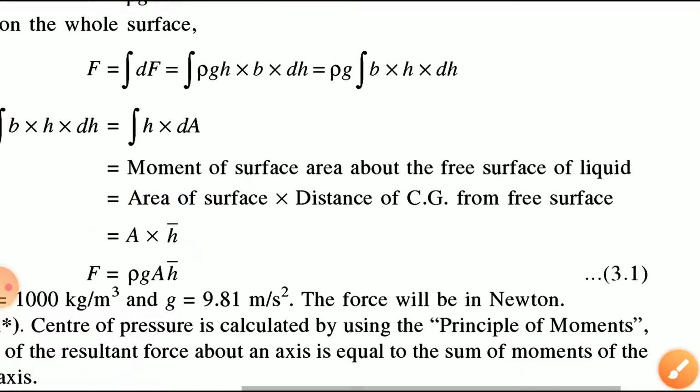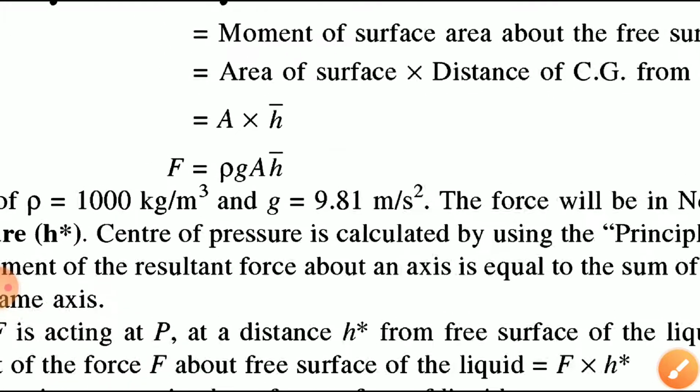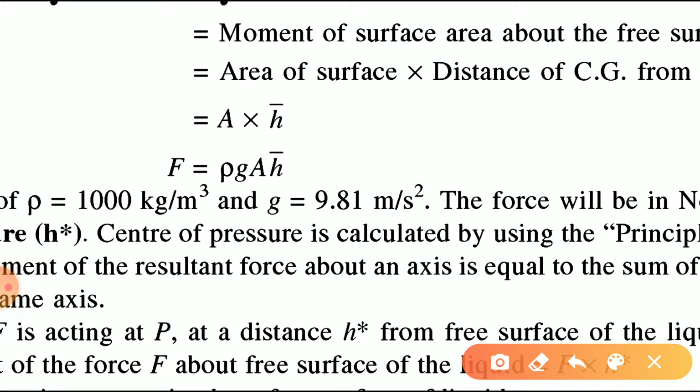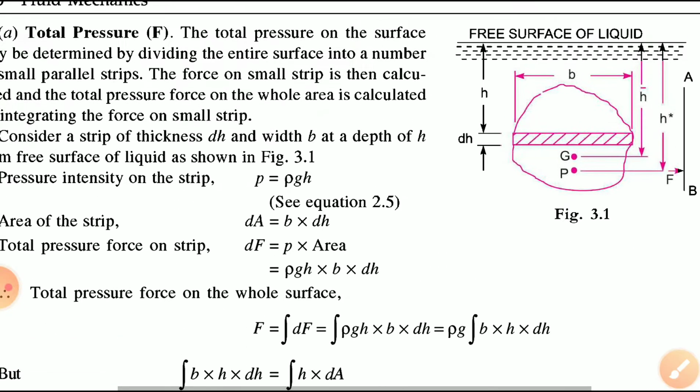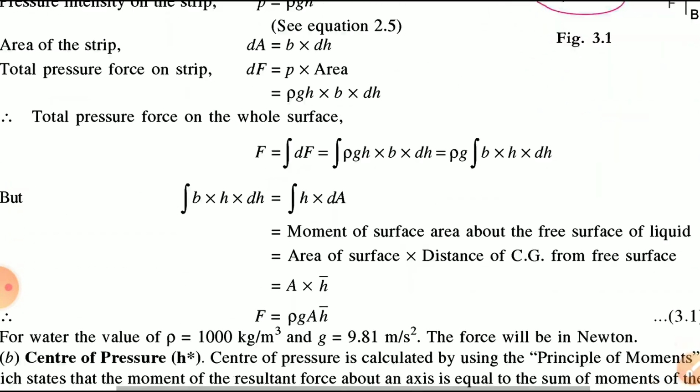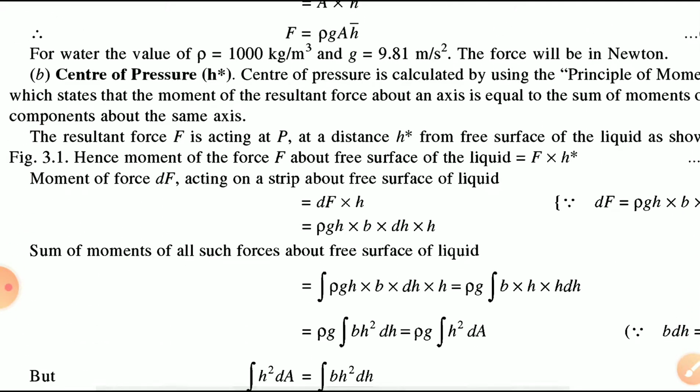So the expression for the total pressure force becomes F equals rho g multiplied by A into h bar. This is the expression for the total force acting on the vertical surface submerged in a liquid.